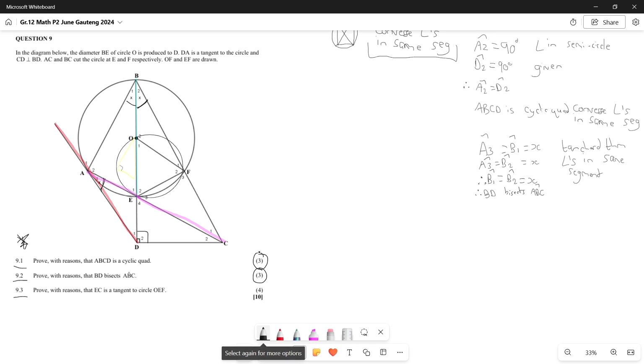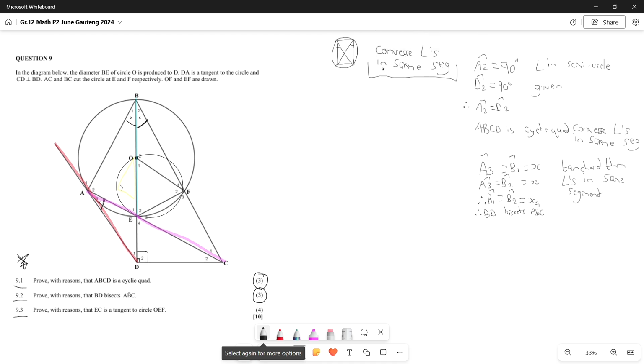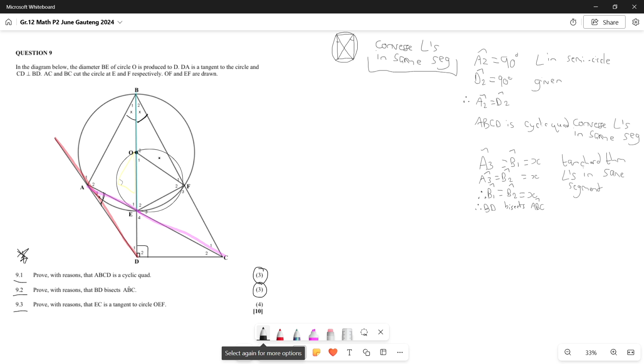And as we were chatting about earlier with proofs for cyclic quads, we're usually looking for converse angles in same segment, converse exterior angle of a cyclic quad, converse opposite angles supplementary, or converse tan chord theorem. Because what we can see inside the circle over here, OEF is a triangle, which means the interaction between a triangle and a tangent has to do with our tan chord theorem. Because if this angle equals this angle, then we can draw a circle around the triangle over there, like we're trying to prove here.